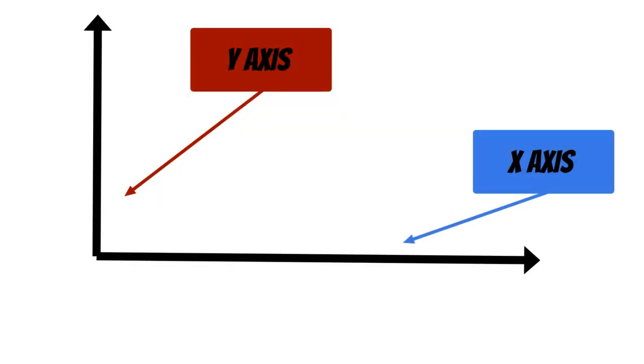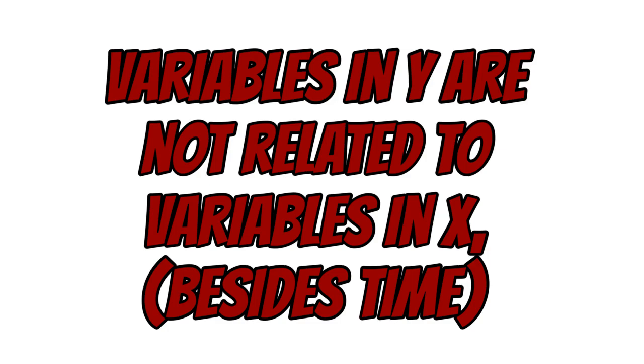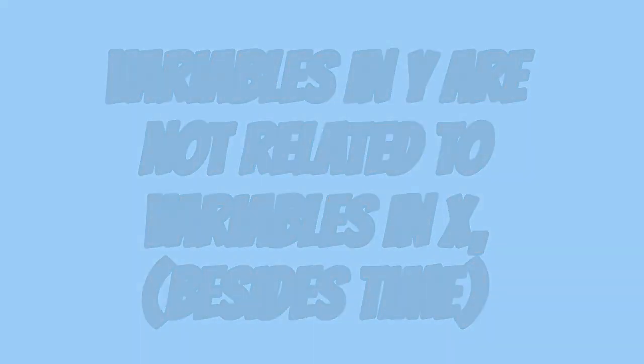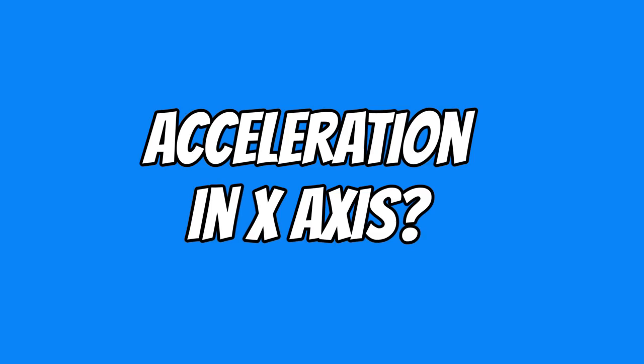It's like a grid. These two axes don't interfere with each other, so if there's a velocity in the x-axis, that does not affect the velocity, acceleration, or displacement in the y-axis. Let's get back into projectile motion. So what's the acceleration in the x-axis?